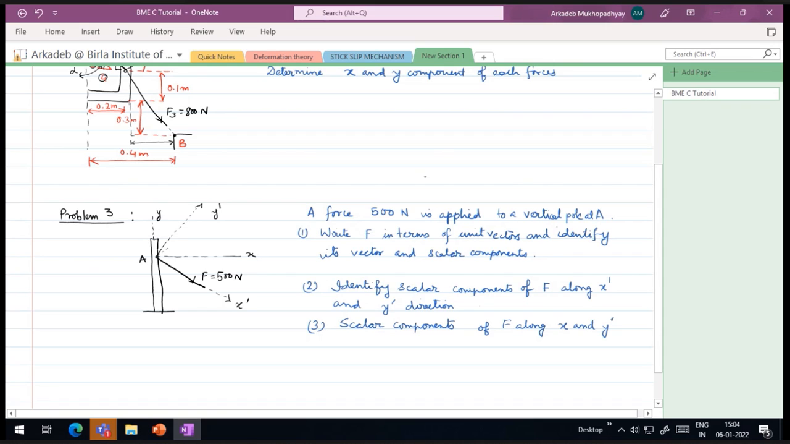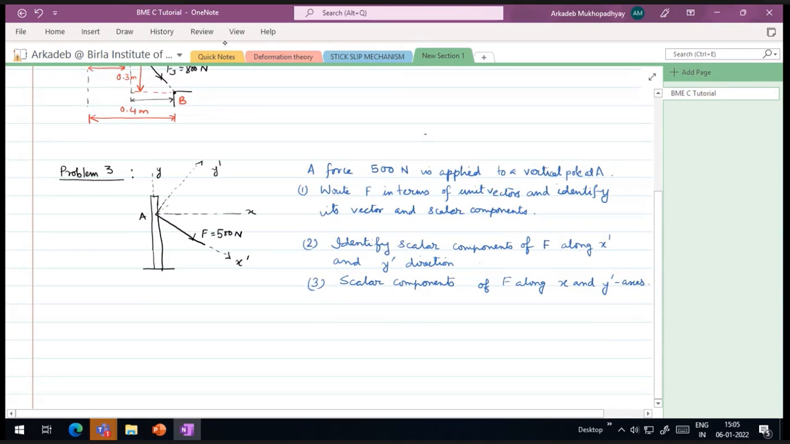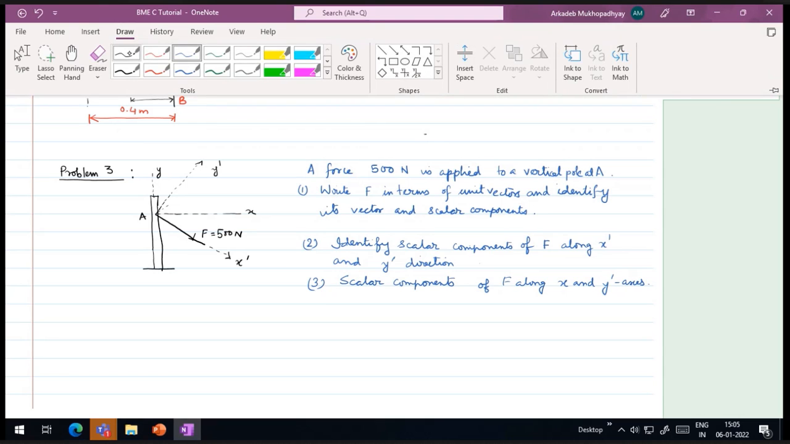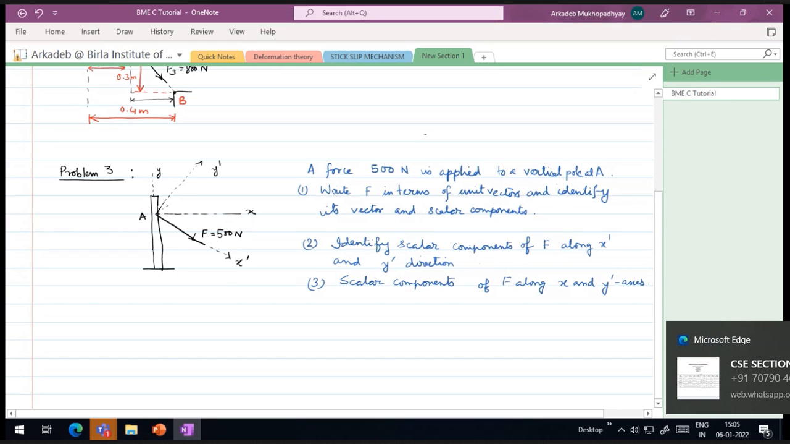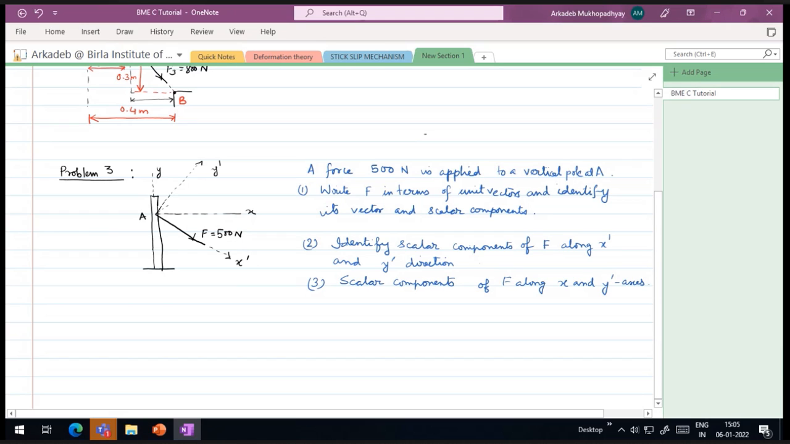Okay, now how do we proceed with this one? And this angle is given to me as 30 degree. So first what I need to do is write f in terms of unit vectors and identify its vector and scalar components, right? So first we need to find out fx and we need to find out fy. Can you tell me what will be fx and what will be fy?